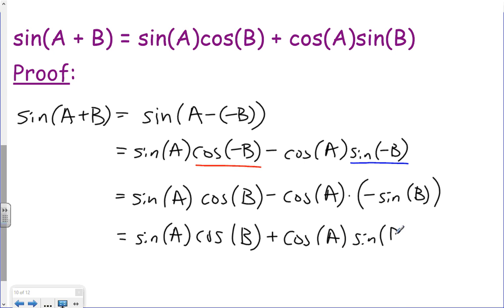Hey, look at that. There's our property that we're trying to prove. Sine of A plus B is equal to sine of A cosine of B plus cosine of A sine of B. Very nice.